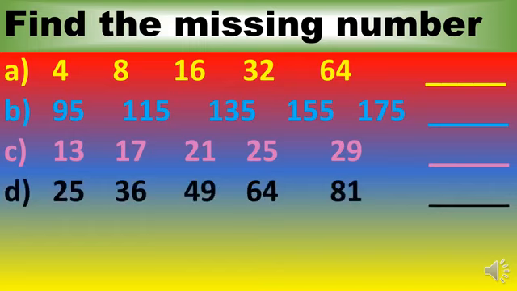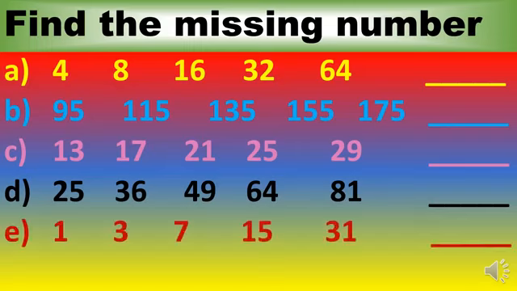25, 36, 49, 64, 81. 1, 3, 7, 15, 31. In this series, you have to find out the next number or the missing number you can say. इस series में यहाँ पर जो missing number होगा वो आपको find out करना है.